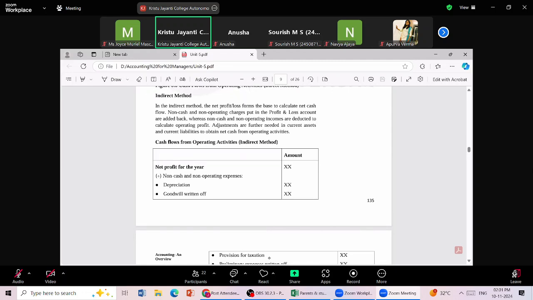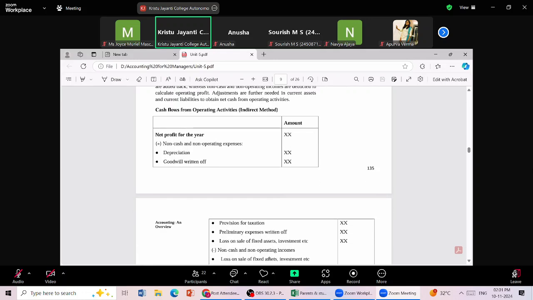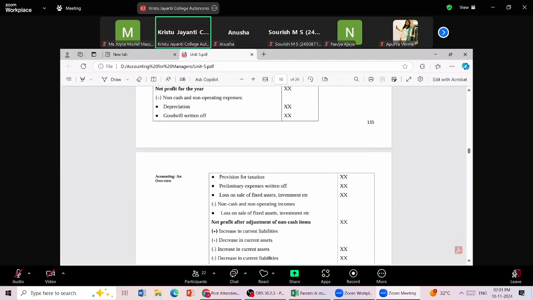So in the indirect method, first you will have your net profit. You are finding operating item. For that you have net profit. In that you add non-cash item or non-operating item which is already debited. So here you can see the items added are depreciation, goodwill, any provision of tax, preliminary expense, loss on sale of investment, and you minus all your non-cash or non-operating item which has been credited. So those all you can deduct.